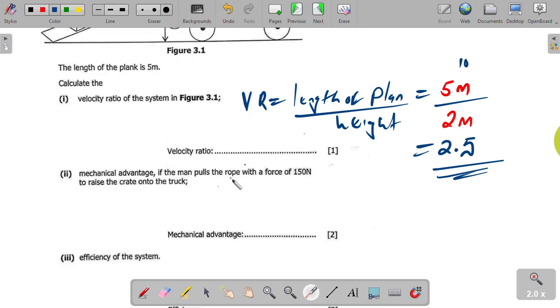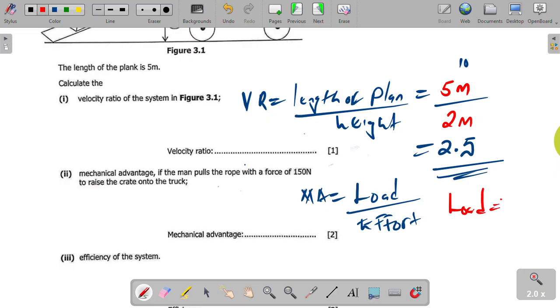Okay, so the formula for mechanical advantage is MA is equal to load over effort. So this is the formula. Write this down. This is the formula for mechanical advantage. But we have a problem. We have not been given the load, so we have to calculate to find first the weight. The weight is also called the load.